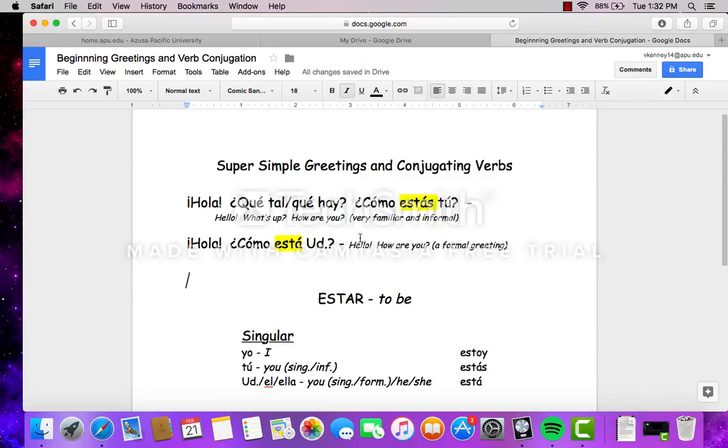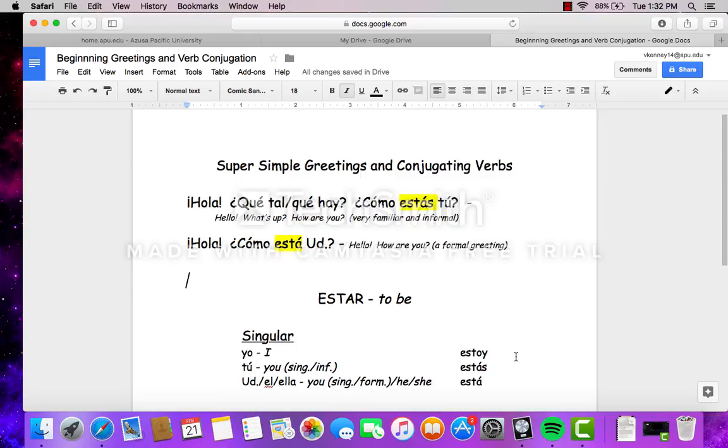It's what I use when I'm talking about how somebody is. How you are, how I am. We use the verb estar, to be. Here I'm going to look at the conjugation chart, and I'm only giving it to you here in the singular. We'll talk about plural in another tutorial. In the singular, yo, or I, the conjugation is estoy.